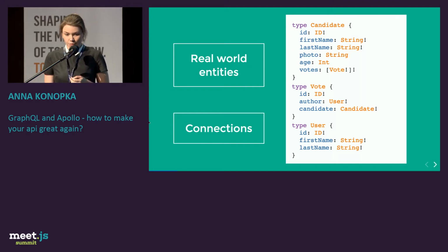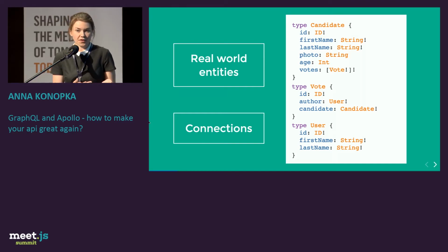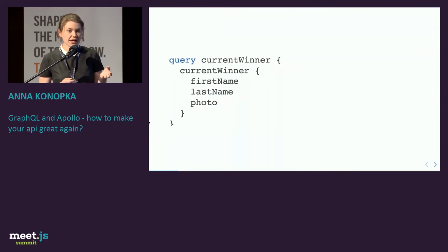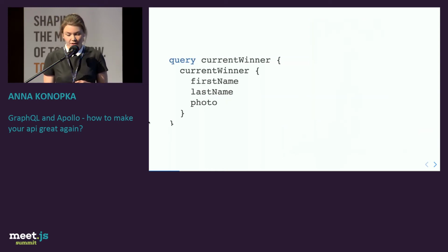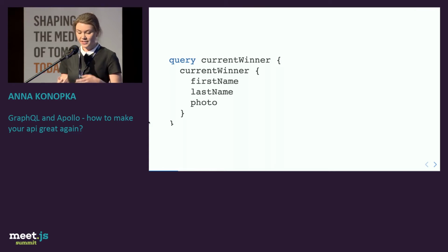And apart from data, we also have to think about the actions that are happening between front-end and back-end. So our front-end, to show something on the screen, needs to fetch data from somewhere. So, for example, we would like to show the current winner of our poll. And it will be actually Donald Trump here. As we can see, we need to show first name, last name, and the photo of the current winner, and we need a way to ask for it.